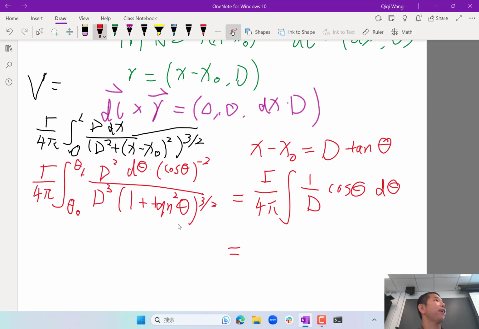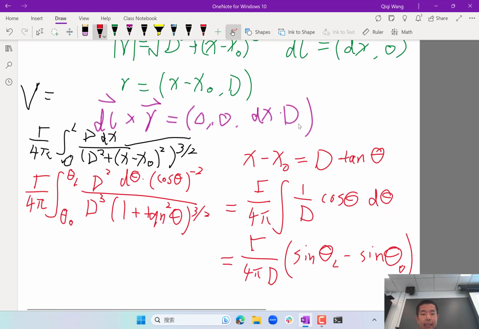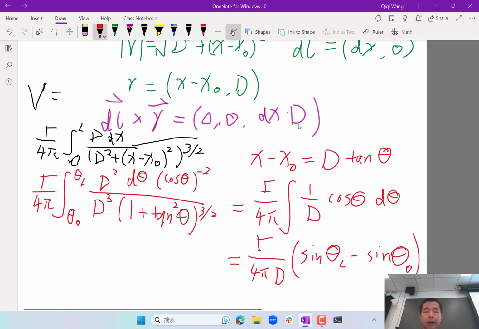What is the integral of cosine theta, right? It's sine theta. So basically we get outside gamma over 4 pi d, the difference between sine of theta L, which is the upper bound of the integral, minus sine theta naught, the lower bound of the integral. Okay, so that equation, let's interpret the physical meaning of it a little bit.